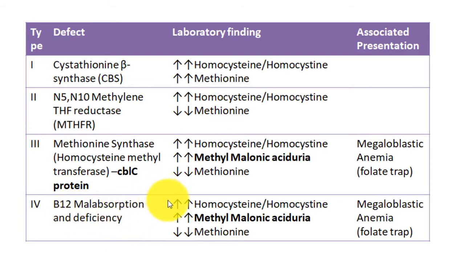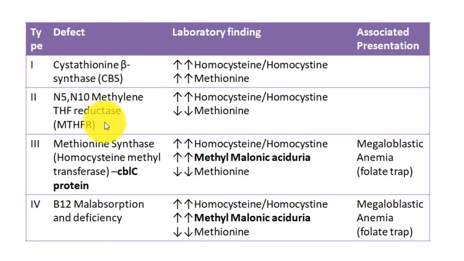And here the same thing, you see the homocysteine level is very high and methionine level is low. And you can see the same thing here as methylmalonic aciduria and megaloblastic anemia. So we have seen first is cystathionine synthase deficiency, and this enzyme is dependent on vitamin B6. So classical homocystinuria is dependent on vitamin B6.